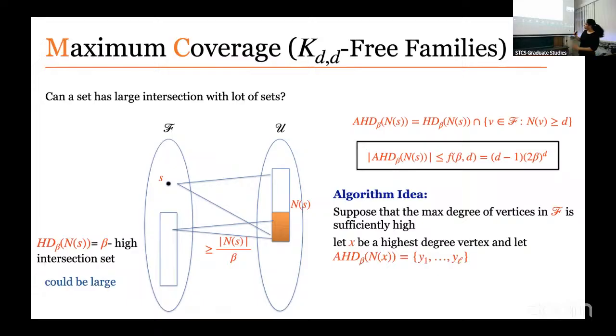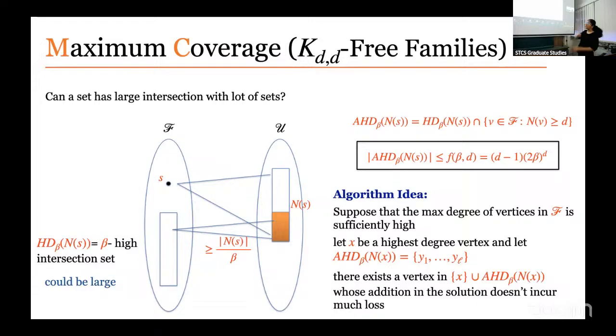The idea is this; we will look at the algorithm. Suppose that the max degree vertex is sufficiently high. Sufficiently high we need just for technical purposes. If it is not high, then again we can run our FPT in t algorithm and solve the problem optimally. So A_HD of the neighborhood of X. Now we will do just branching. We say that either X is in my solution or one of these vertices is in my solution. And we say that the addition in one of the branches incurs less loss.